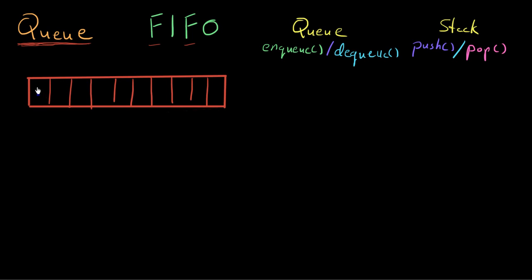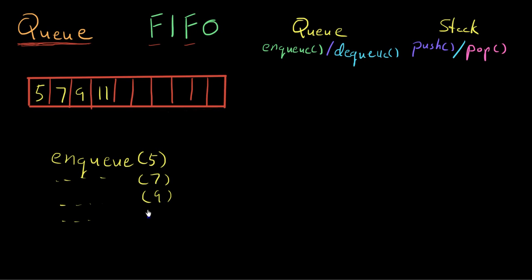So let's look at these operations. Say we put the number 5 onto the queue, and then 7, 9, 11. This is left to right, the order that they came in, and that was the enqueue operation. We enqueued 5, and then we did the same thing for 7, 9, and then we enqueued 11. If we want to process this queue, we start from here, and as it leaves the queue, this piece of memory becomes available.